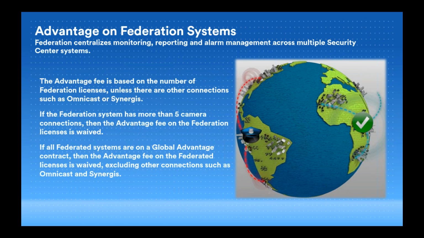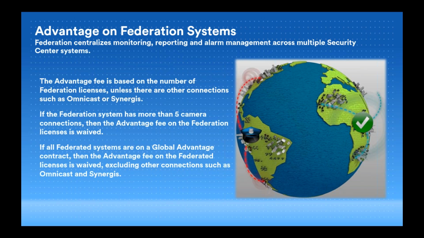So Federation is centralizing the monitoring and reporting and alarm management across multiple Security Center systems. So for example, if you've got a customer that has multiple locations and they want to centrally monitor everything, so you've got a location in New York, one in Boston, maybe potentially one out in Los Angeles, and you want to centrally monitor everything, that is what the Federation system is. We're monitoring everything to one head end.